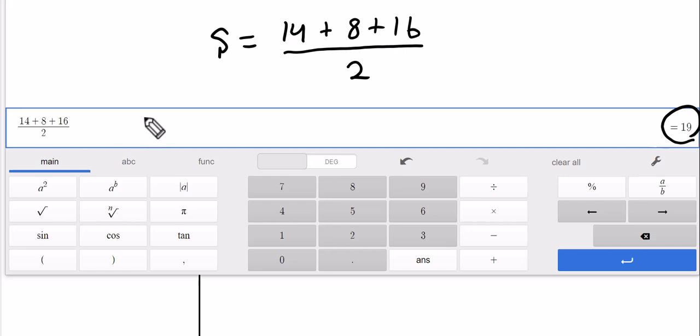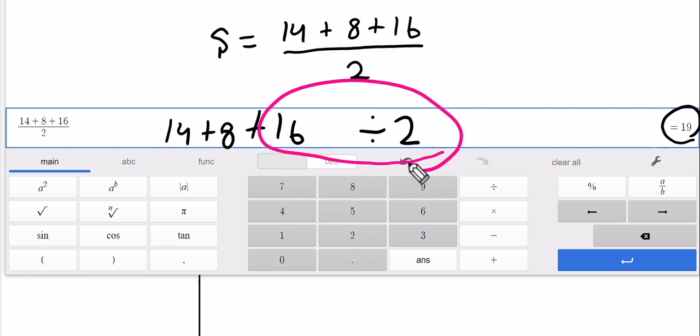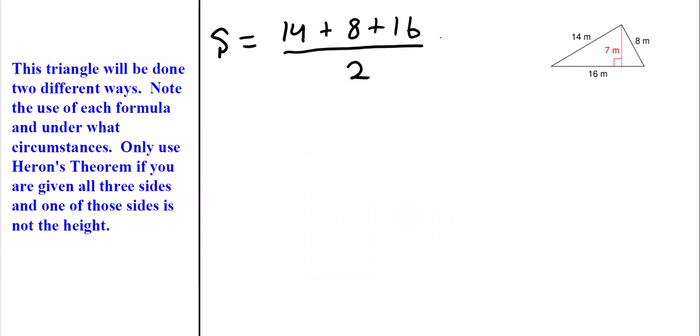If you're going to type in a calculator, you might want to put parentheses 14 plus 8 plus 16 close parenthesis and then divided by 2. Otherwise, if you don't do that, it will only divide the 16 by 2 instead of doing everything else by order of operations. So we get that this is equal to 19. And that's great. So we have S is equal to 19.